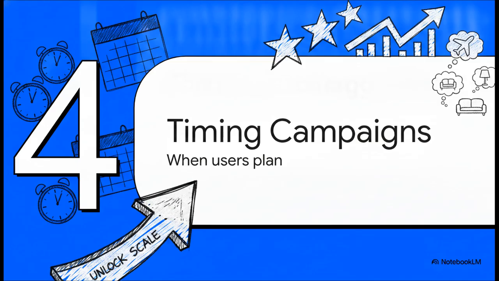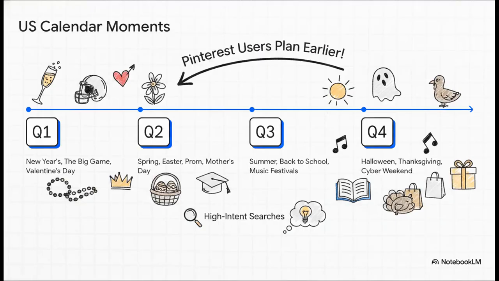Section 4. Timing your campaigns. Now, understanding who to target is crucial, but knowing when they are planning, that's where you unlock massive scale. Let's map out the US calendar moments across the year. The big secret here is that Pinterest users plan way earlier than users on any other platform. I mean, they don't search for Halloween costumes on October 30th. They literally start in the summer. While the rest of us are sweating at the beach, they are pinning fake cobwebs and turkey basters.